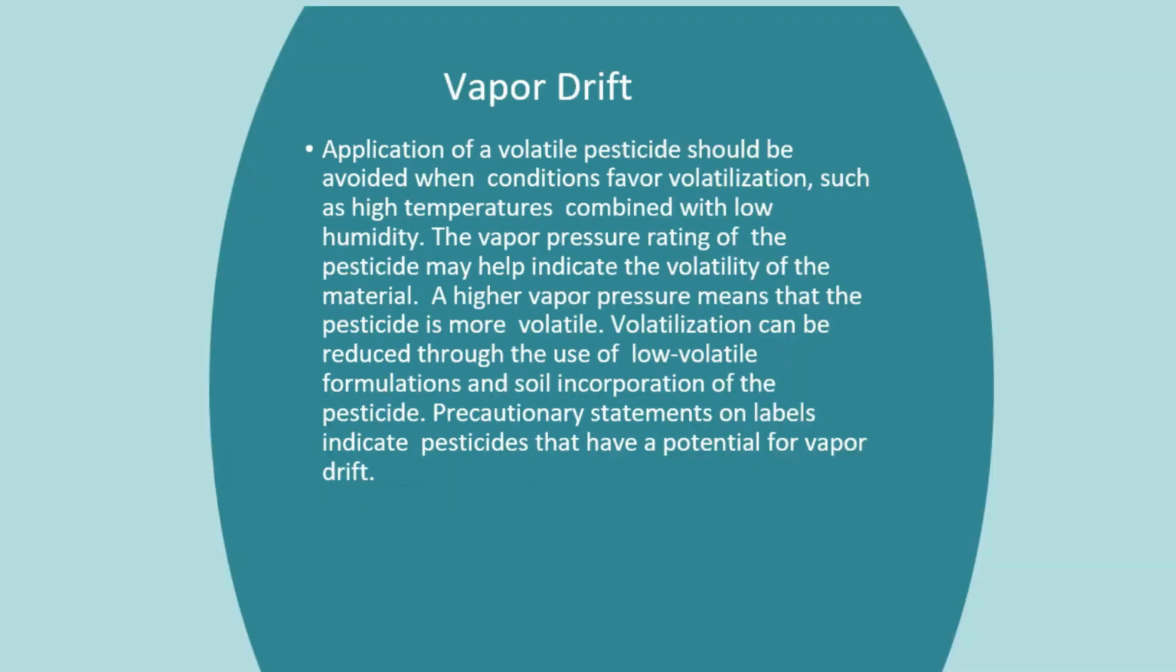Vapor drift. Application of a volatile pesticide should be avoided when conditions favor volatilization, such as high temperatures combined with low humidity. The vapor pressure rating of the pesticide may help indicate the volatility of the material. A higher vapor pressure means that the pesticide is more volatile. Volatilization can be reduced through the use of low volatile formulations and soil incorporation of the pesticide. Precautionary statements on labels indicate pesticides that have a potential for vapor drift.